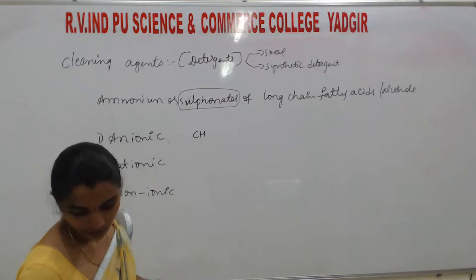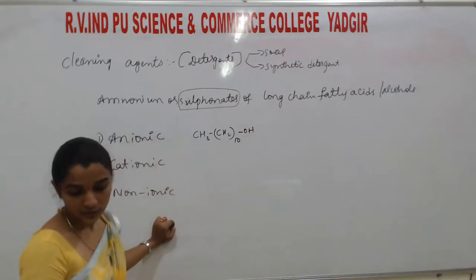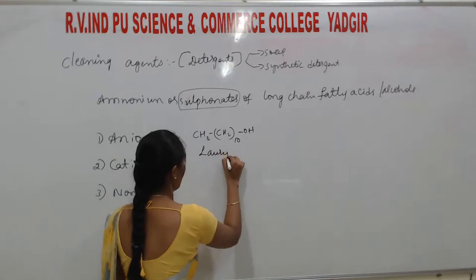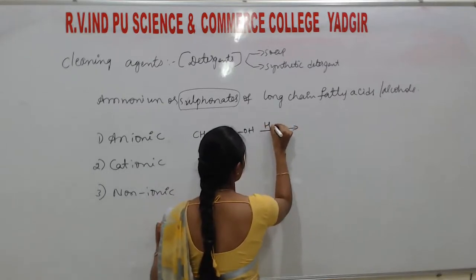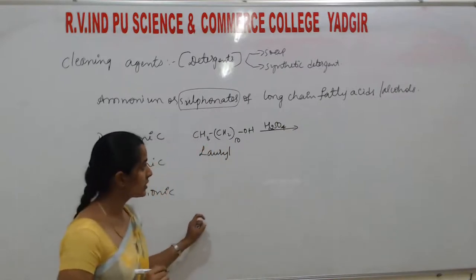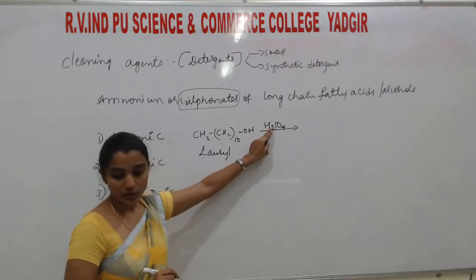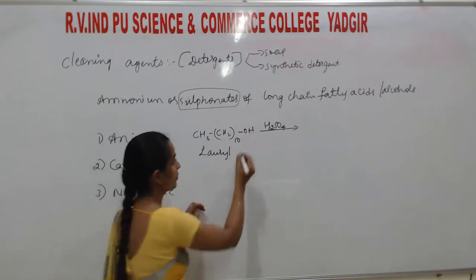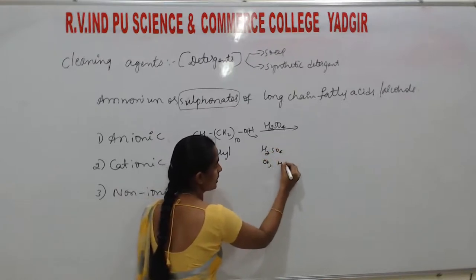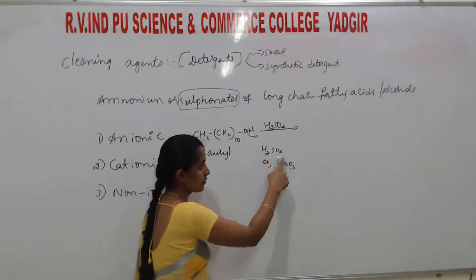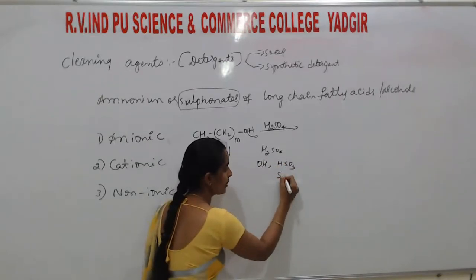That is here, CH3, CH2 10 times, OH. This one, as I told you, is a lauryl alcohol. This is treated with H2SO4. Then what happens here? H2SO4 is a dehydrating agent. From here, OH will be removed, from here, H will be removed. If H2SO4 is there, from here OH is removed, which means the remaining is HSO3. H2SO4, OH is removed, remaining is one HSO3. This is the sulfonate group.